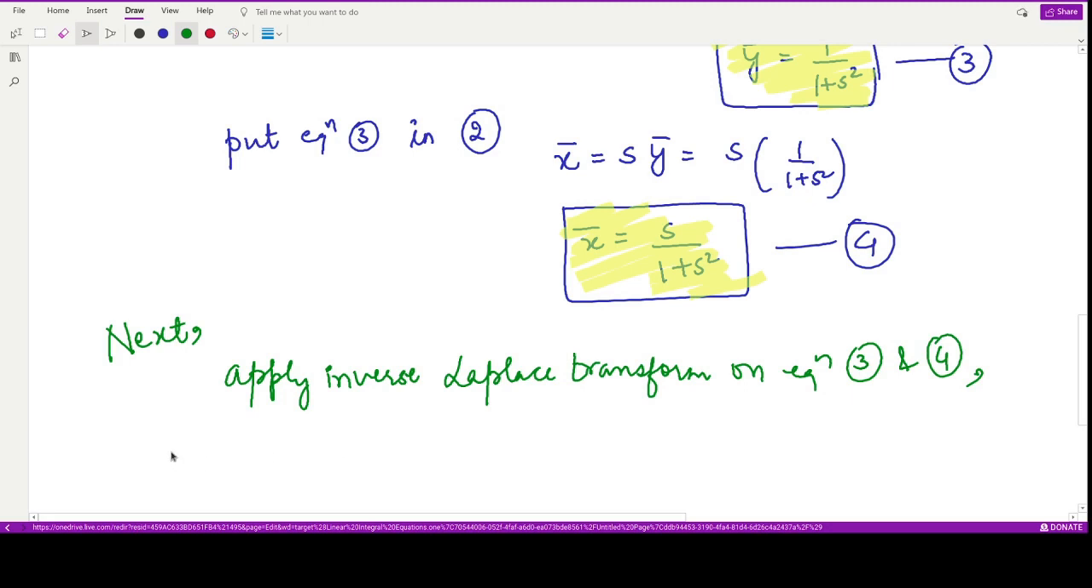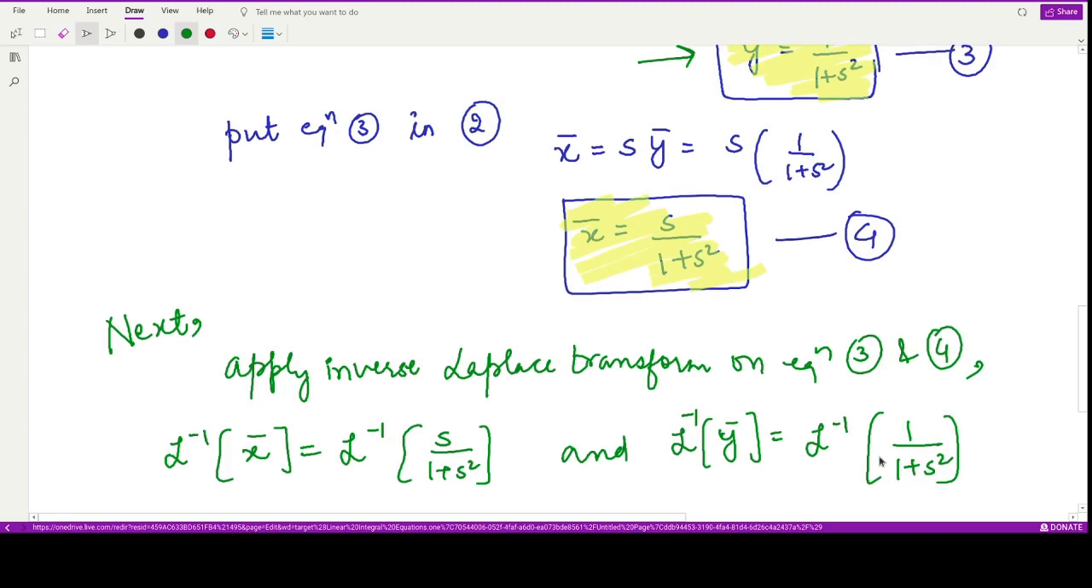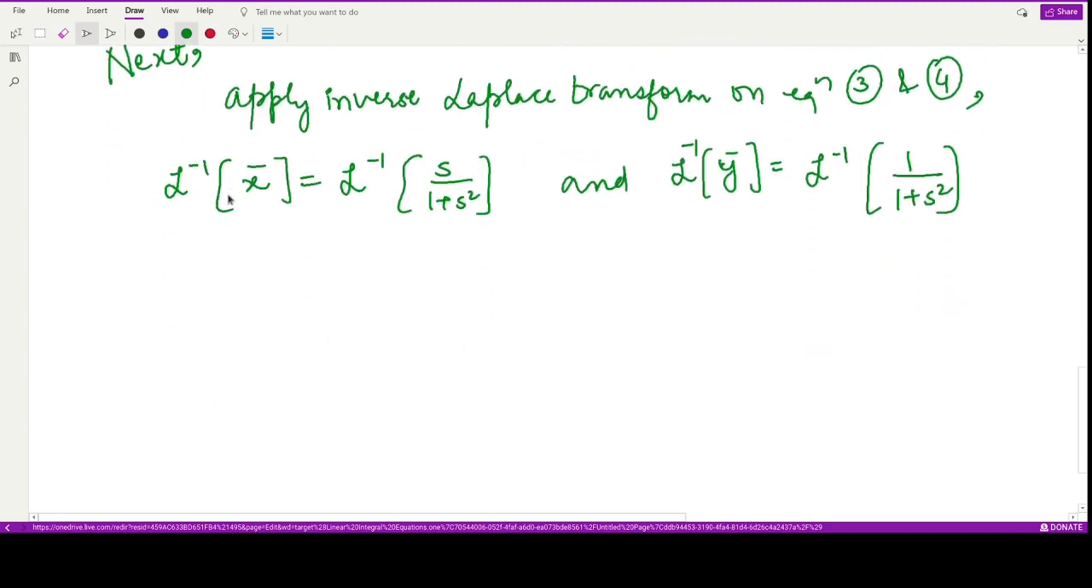So what do we have? We have Laplace inverse of x bar is equal to Laplace inverse of s divided by 1 plus s square. This is one equation, and another equation would be Laplace inverse of y bar, that is equal to Laplace inverse of 1 divided by 1 plus s square. So now this is very simple to solve, because we have considered the Laplace transform of x of t as x bar, so it would be x of t.